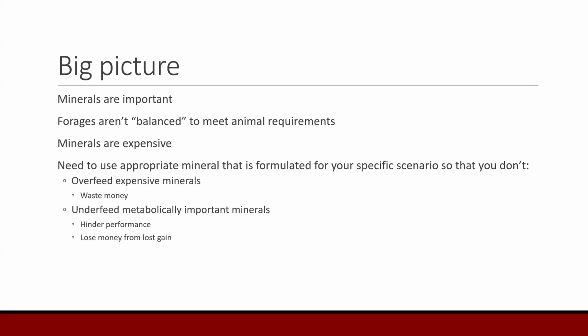Why feed that $30 for a 50-pound bag of Purina all-purpose mineral when I can get away with an $8 just white salt block? Okay. And then we also don't want to underfeed metabolically important minerals, which would hinder performance and then lose money from lost gain. Okay? It's kind of like an opportunity cost.